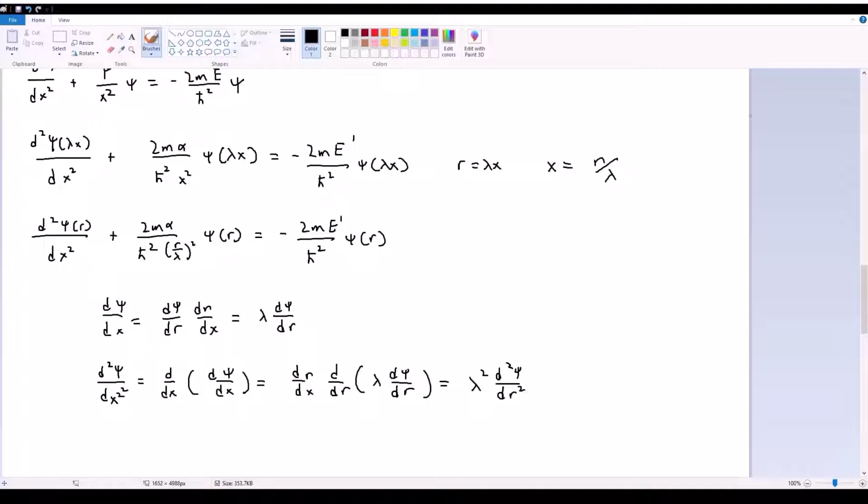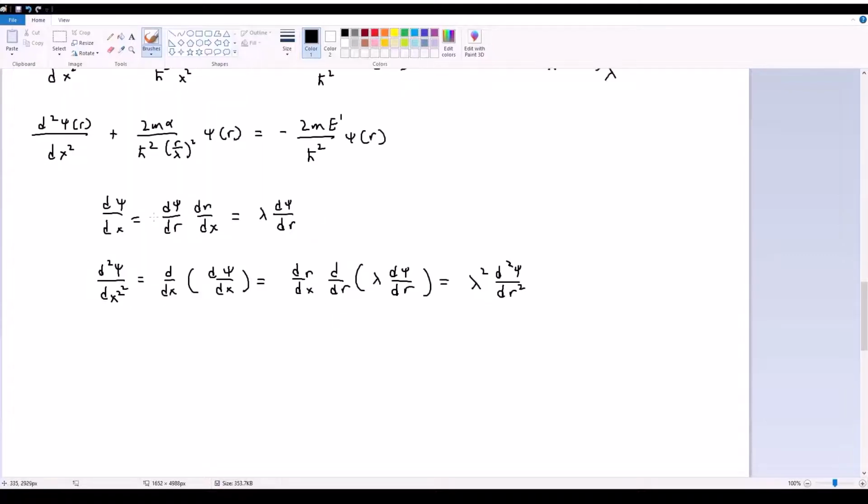Now we just substitute this back in. So if we do that, then we're going to get lambda squared d2 psi by dr squared, and we're going to add 2m alpha, and we're going to move the lambda at the bottom to the top, so lambda squared over h bar squared times r squared multiplied by psi of r, and this is going to equal negative 2m E prime divided by h bar squared times psi of r.